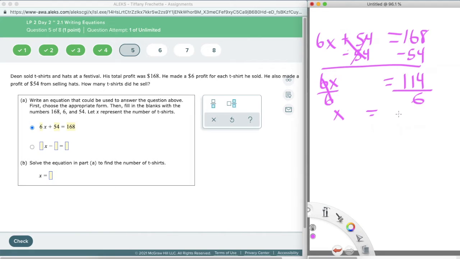I'm being a little lazy there, I'm using a calculator. But you can definitely write this out and use long division for this. But in this case, it would be 19 t-shirts.